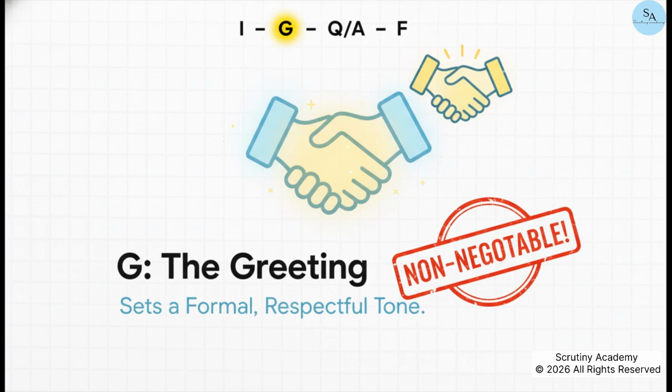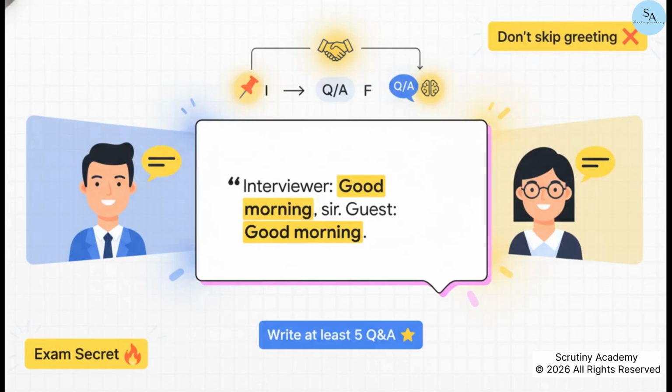Next up, G for greeting. Now listen, this might seem like a small thing, but it is absolutely non-negotiable. A polite greeting is the very first thing the examiner reads in your dialogue, and it sets a formal, respectful tone from the get-go. And it can be as easy as this. Interviewer: Good morning, sir. Guest: Good morning. That's it. This simple exchange immediately shows you understand how a formal interview works.